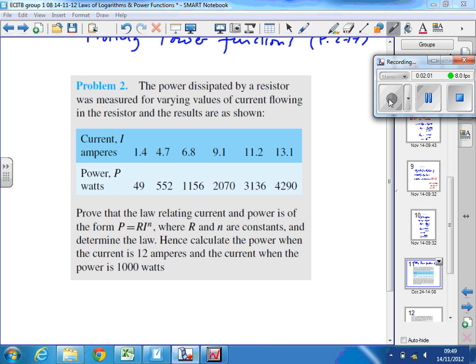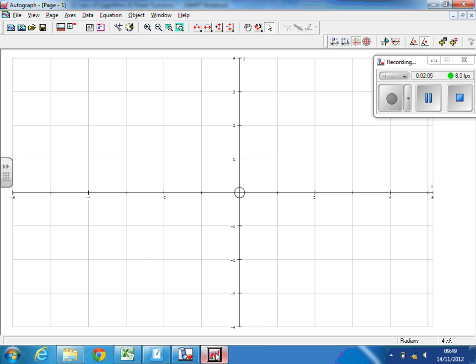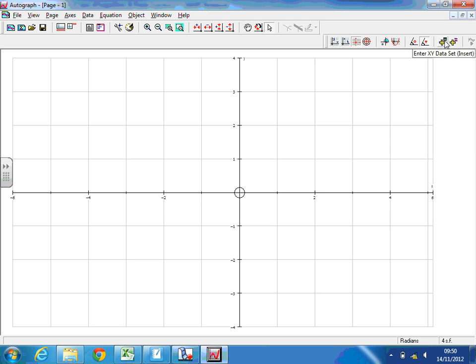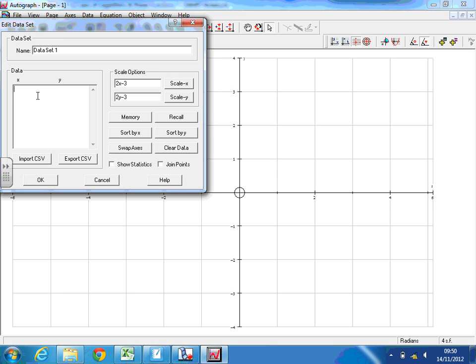So if we go to Autograph, which we'll be using shortly, this software, you can plot the values. The first thing I might be tempted to do is just literally plot the values. If I want to put these values into Autograph, I fire up Autograph, enter data, which is this button here, enter an XY data set. So hit that button and it allows you to put in the values.